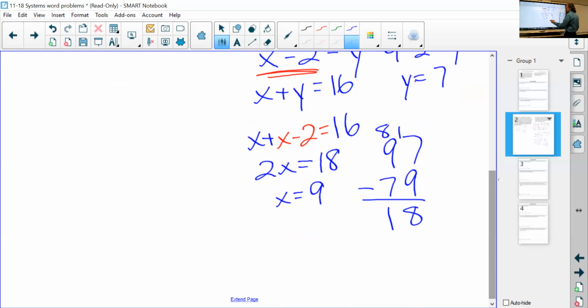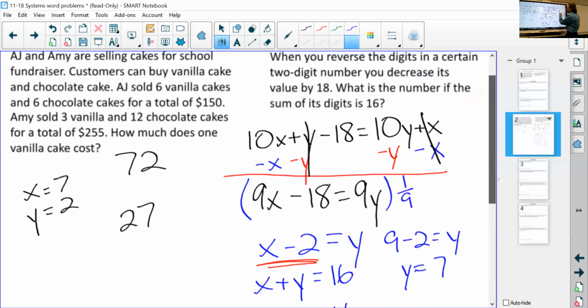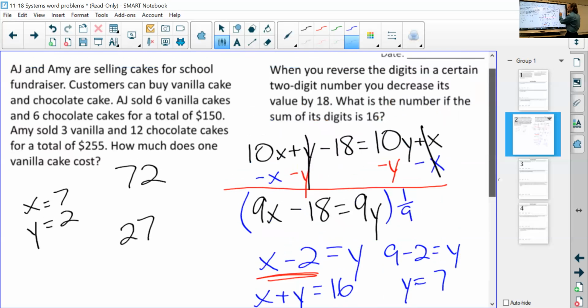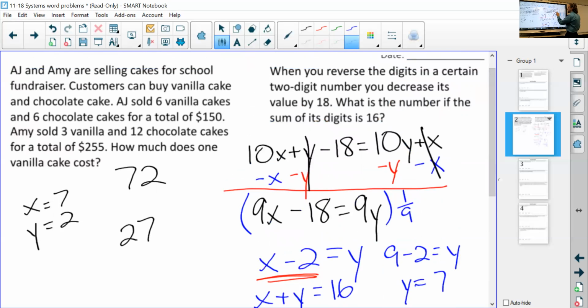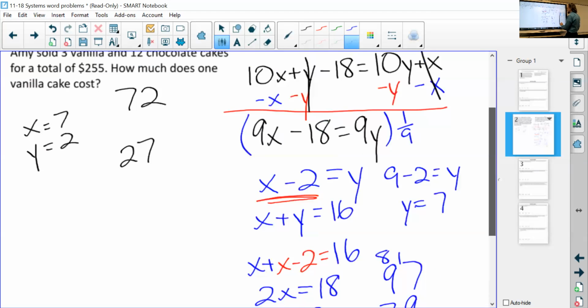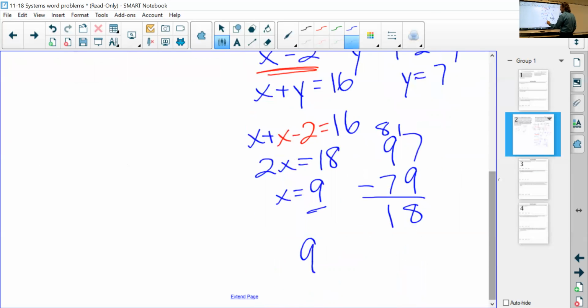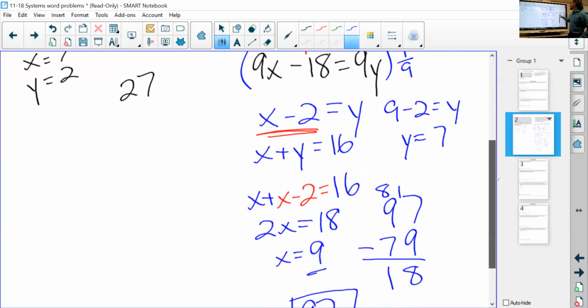So what are our two digits? That's 9 and 7. Or what was the question here? What is the number? So the original number was the higher value, right? So the actual answer for this one would be 97. Okay. So I did the right math. I doubted myself. That's unfortunate. You have to stick with your gut.